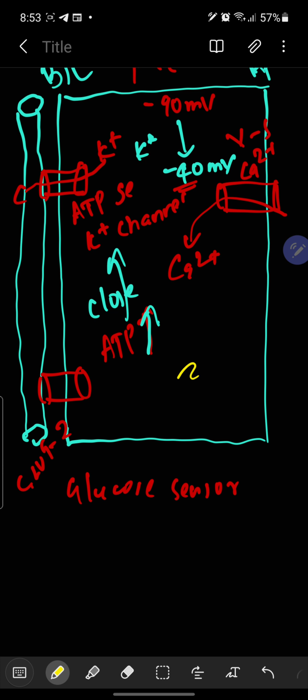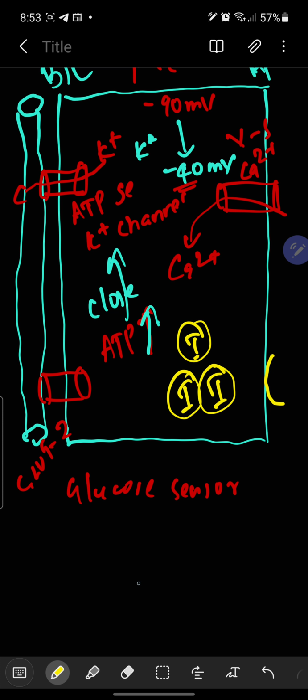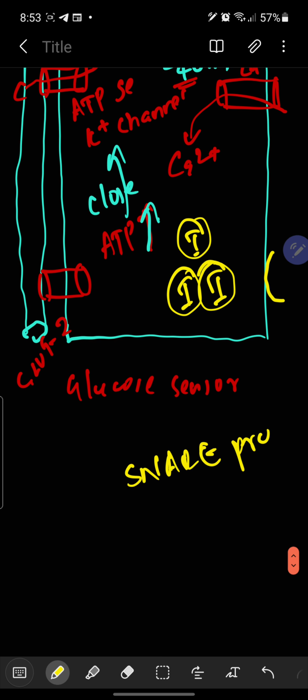In the beta cell, we have insulin molecules in vesicles. Also, there is a protein present here, which is called the SNARE protein. Exocytosis of these vesicles occurs and insulin will be released. Exocytosis.